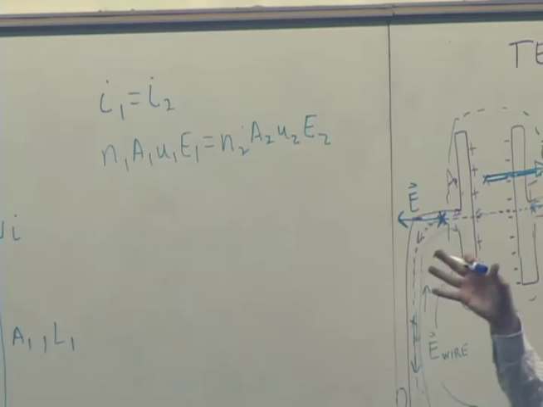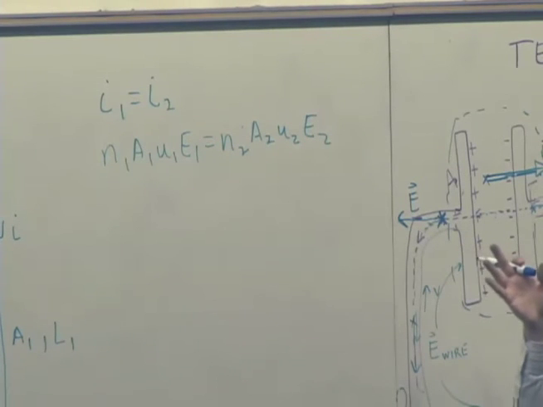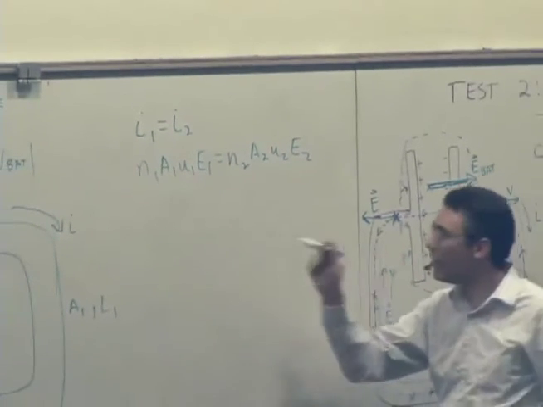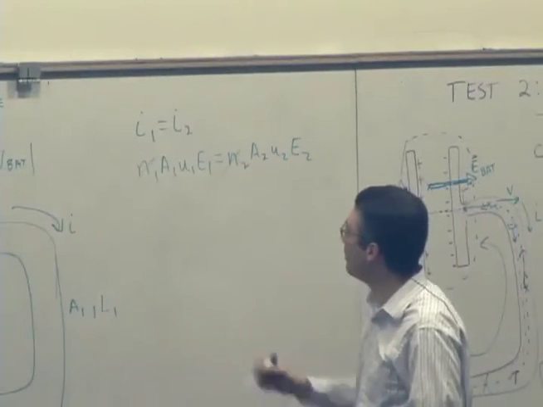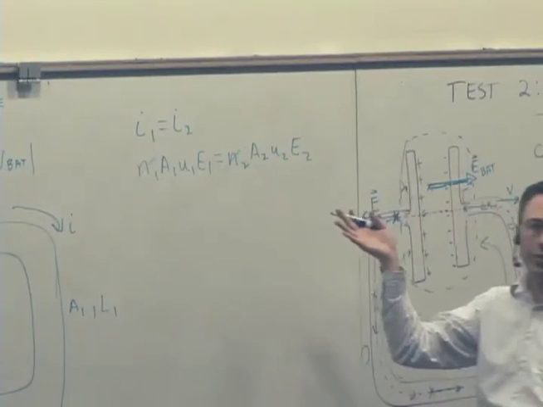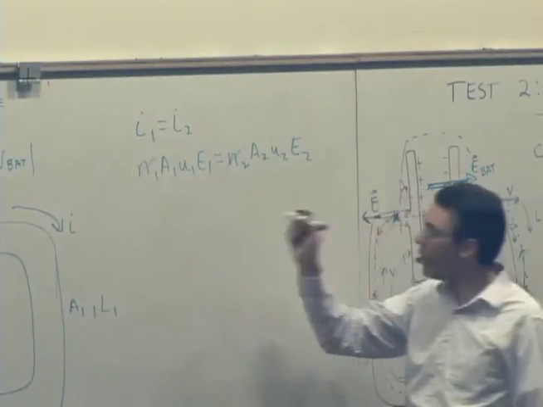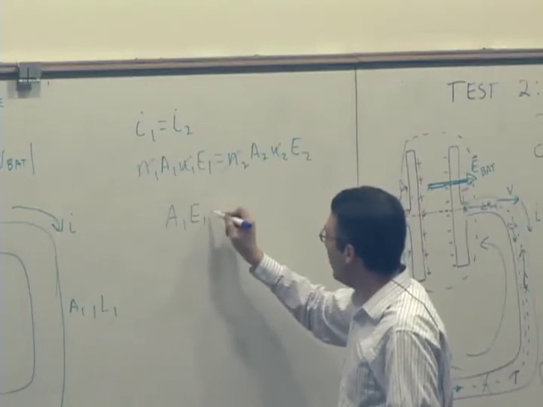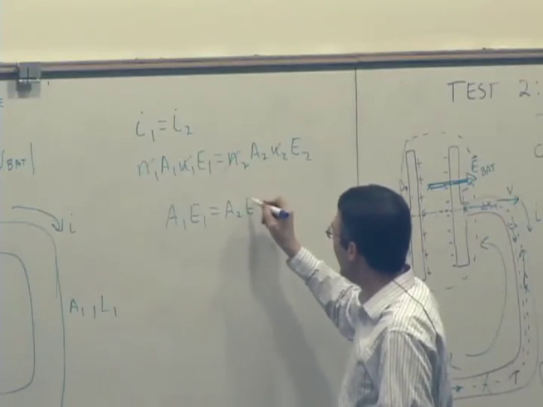N is the electron density. Is that the same for these, if they're the same material? Yeah, that should be the same. Okay, so N1 and N2 is the same. Same material, U's should be the same, right? Mobility should be the same. So that tells us that A1 E1 is equal to A2 E2.